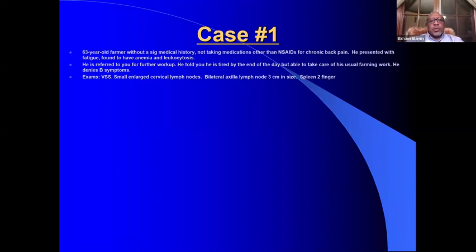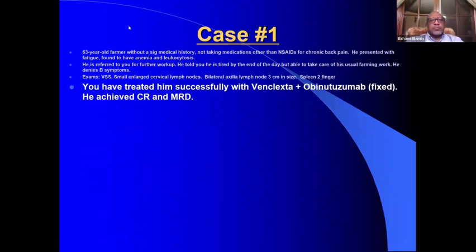So now we are back to our patient. Are you ready? So you treated the patient successfully with the fixed-duration Venclexta and obinutuzumab. I think most of you chose that option. That's good. So a targeted therapy with Venclexta, or venetoclax, and Gazyva, or obinutuzumab, and we gave it for 12 months. You treated him very well, and he achieved a CR and MRD negativity.